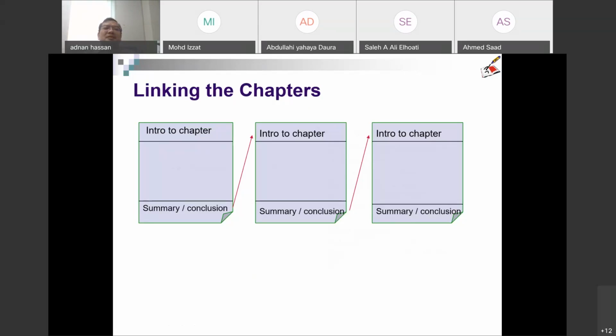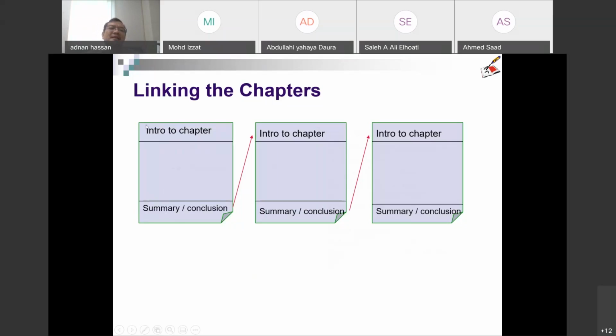So for an introduction to a chapter, for example chapter 2, you need to introduce this chapter, covering how many sections you have and what things you are covering in the chapter. And you end a chapter with a summary. I prefer to use summary rather than conclusion, otherwise you confuse it with the conclusion chapter. You can use it as summary.